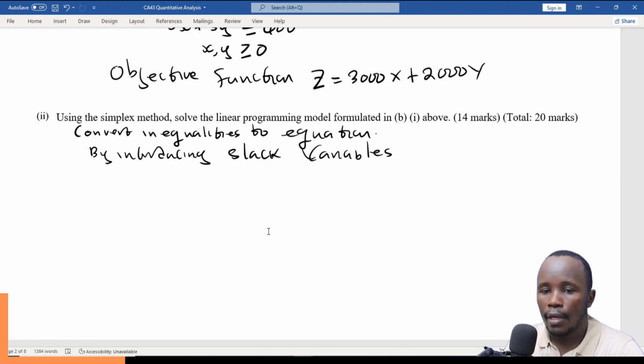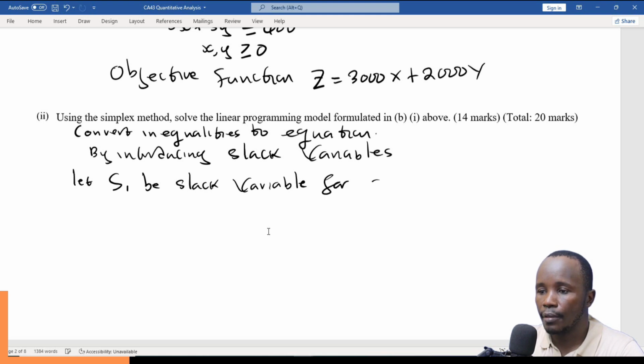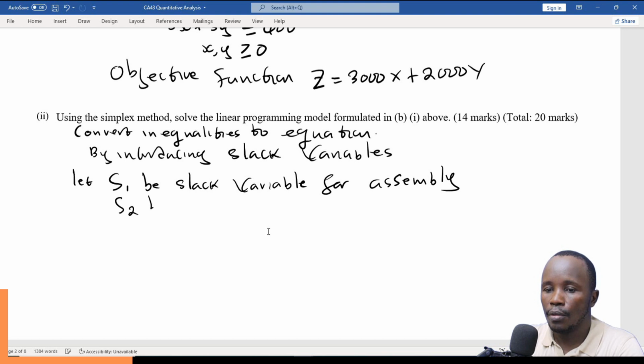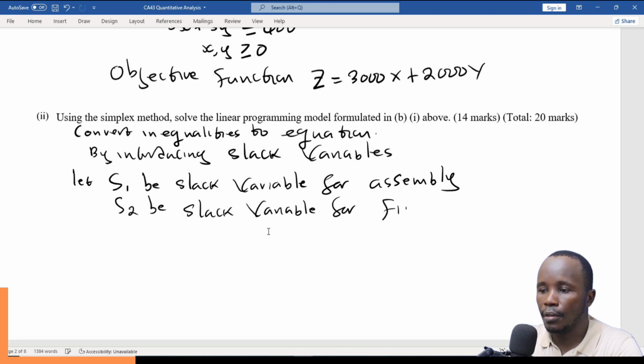Now, the first, we can say this, let S1 be the slack variable for assembly. We also say that let S2 be the slack variable for finishing.